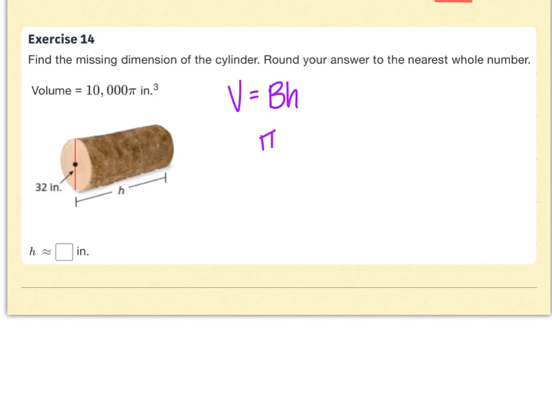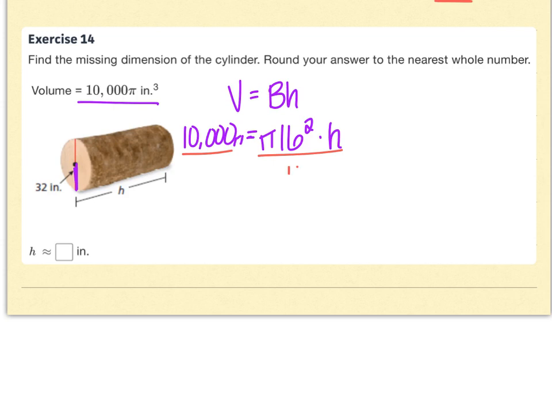And the radius of this log, if the diameter is 32, that would make the radius, which is just half of that, 16. But I don't know what the height is. Instead, I know that the volume is 10,000 pi. So I've got 10,000 pi equals pi times 16 squared times h. Now, I'm not actually going to find out what 16 squared times pi is. I'm not even going to do 10,000 times pi. Both of these numbers have pi on both sides.